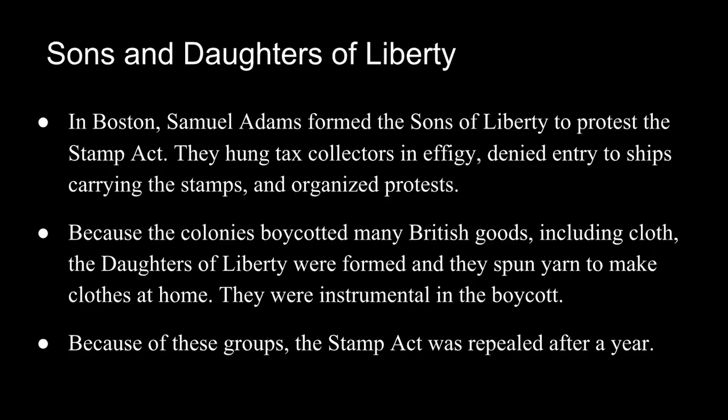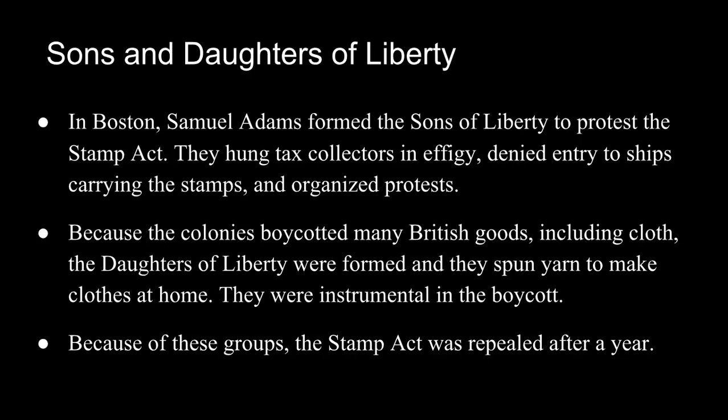Looking now at the Sons of Liberty and also the Daughters of Liberty. Samuel Adams formed the Sons of Liberty to protest the Stamp Act in Boston. They would make effigies of tax collectors, and we talked about what effigies were in the last video, these likenesses of tax collectors. They would hang them, burn them. They denied entry to ships that were carrying these stamps, and they organized other protests throughout the city.